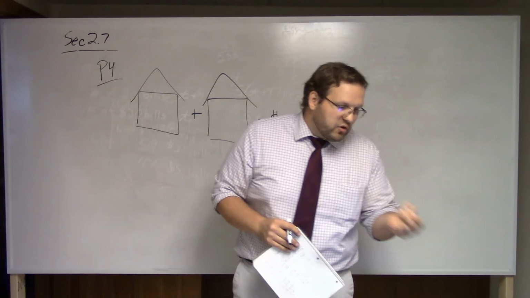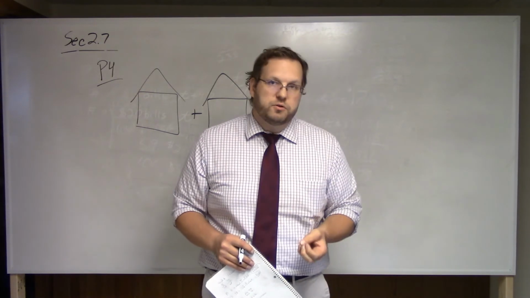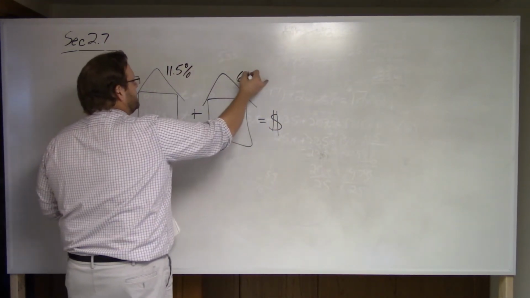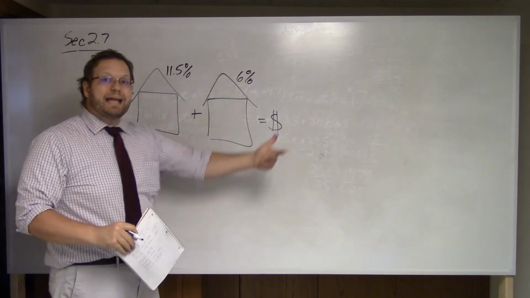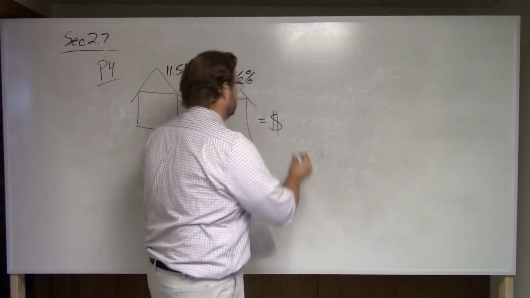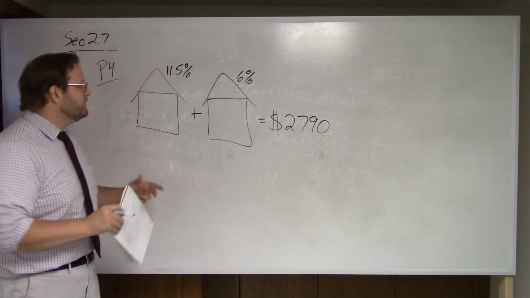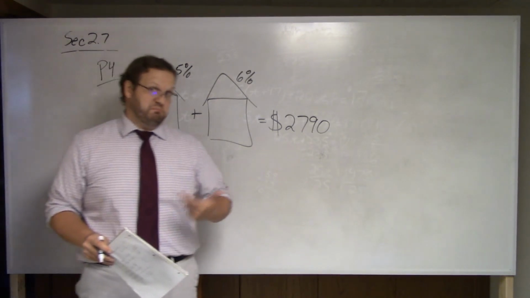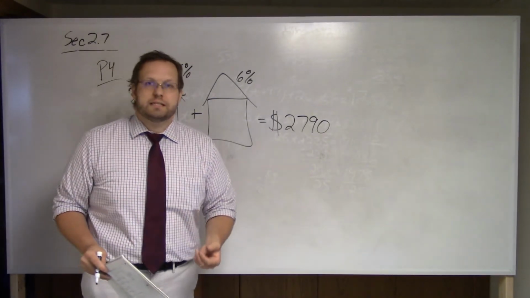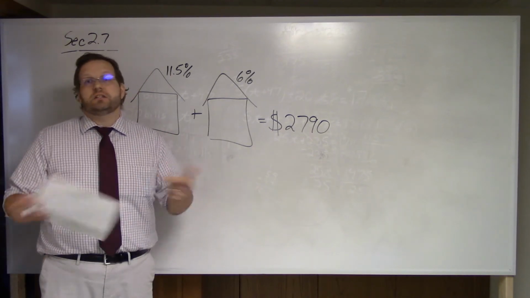So she invested $30,000, part of it at 11.5%, and another part at 6%. So one investment is 11.5%, and the other is 6%. Now at the end of this, she's getting some cash. And the amount of cash she's getting is $2,790. Okay? Now the only part of this that's missing is the amount that she actually put into these investments. She started with $30,000. They don't say that she put twice as much here or half here. They don't say anything like that. They just say that she has $30,000.